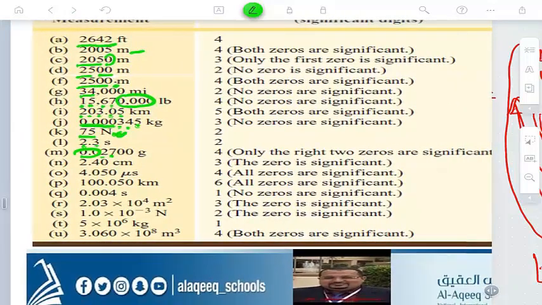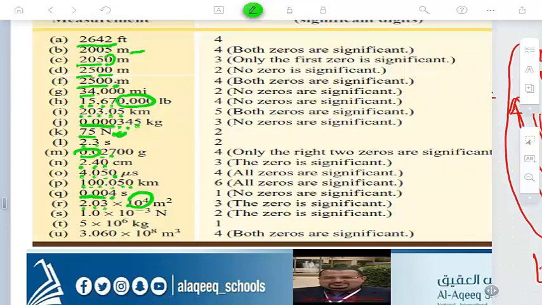What about the next? 2.40 centimeters. We count all of them. The 3 are significant. What about this? 1, 2, 3, 4, because we have a decimal here, so we count all of them, and this zero is on the right-hand side, not the left. What about this? 1, 2, 3, 4, 5, 6. We count all of them, we have a decimal, so we count all of them. What about this? Only 1. Why? Although we have a decimal, all of these zeros are on the left-hand side. What about this? 1, 2, 3. We don't count this exponent, as I said. So 3 significant figures here.